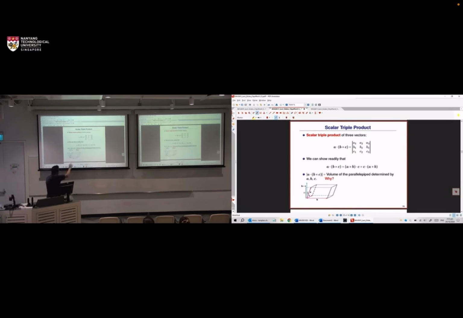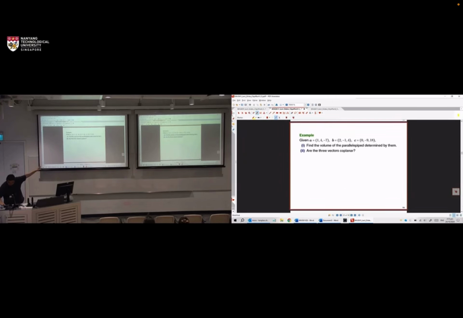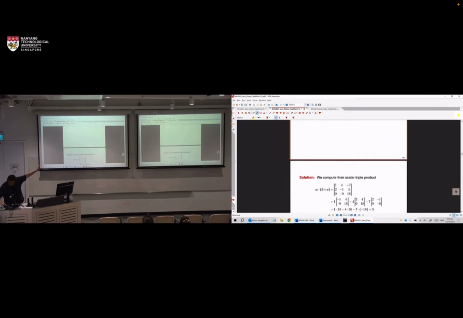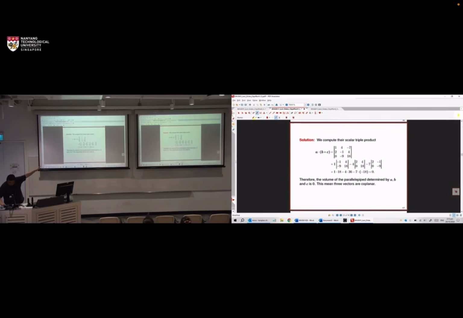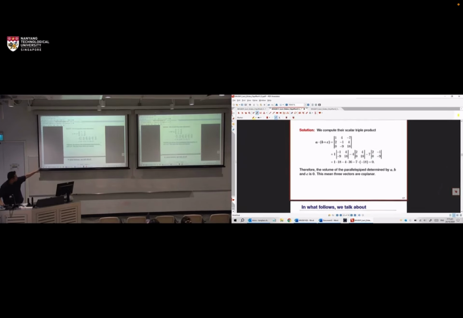Scalar triple product. This is for finding volume. This is up one dimension. Just now was flat, now we are going to find volume. This one I leave it to you to read on your own. The solutions are all there. The volume formula, just follow. I don't want to mention too much.